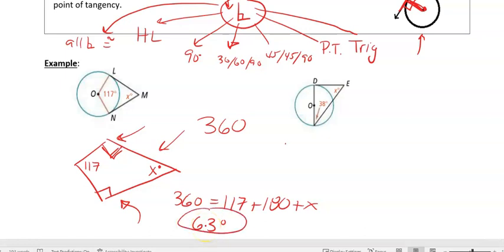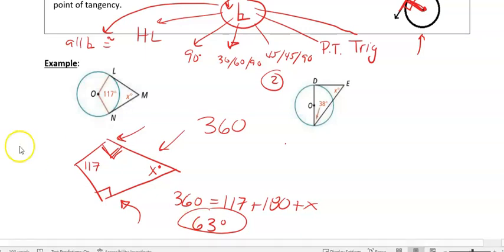Does anybody have any questions on that? Okay, what I want you guys to do at home, go ahead and pause the video. I'd like you to try this second problem. People in class, go ahead and try the second problem. You are going to use the fact that this thing is a tangent.